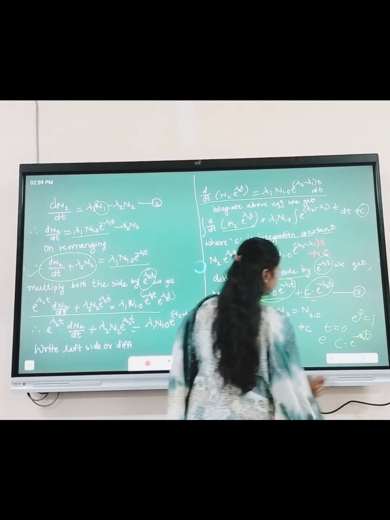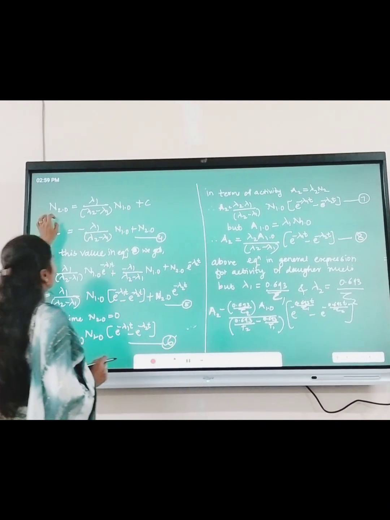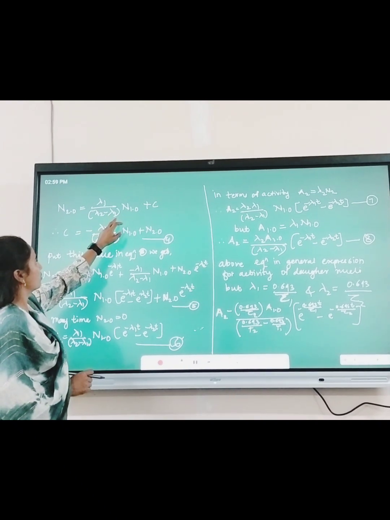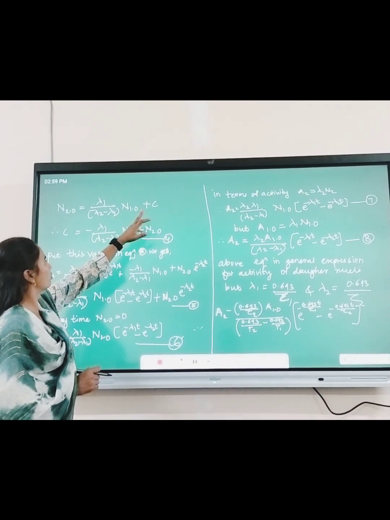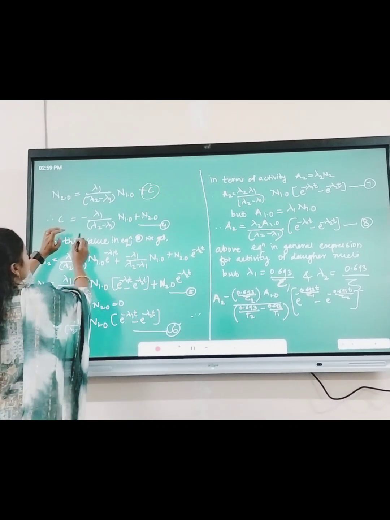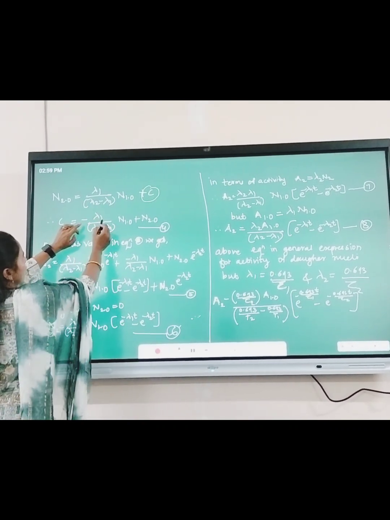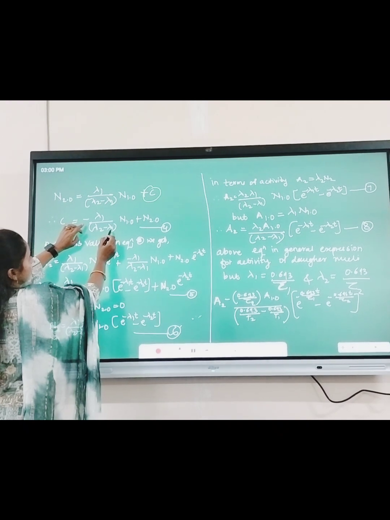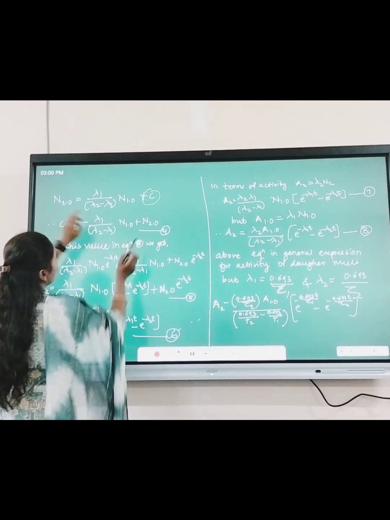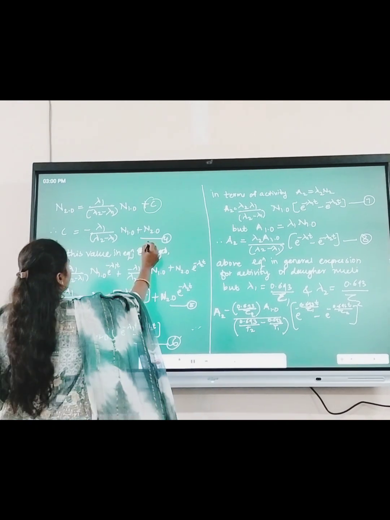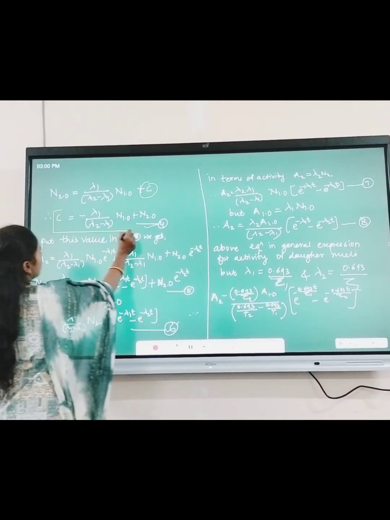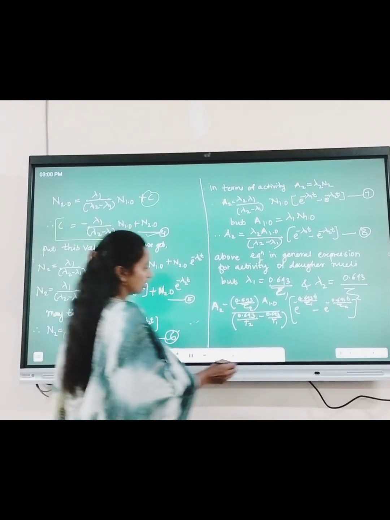Then n2.0 is equal to lambda 1 divided by lambda 2 minus lambda 1 into n1.0 plus c. If we find the value of c, then c is equal to minus lambda 1 divided by lambda 2 minus lambda 1 into n1.0 plus n2.0. This is equation number 4. We put this value of c in equation number 3.